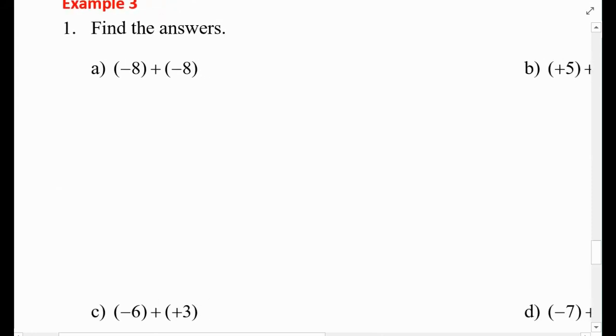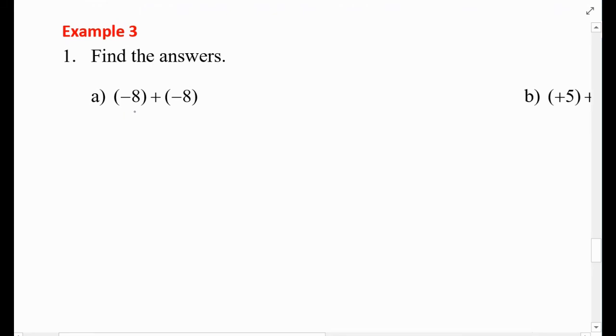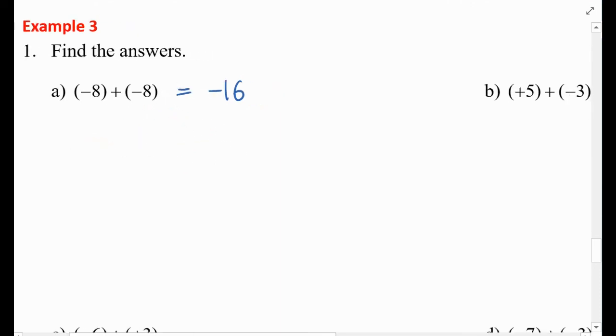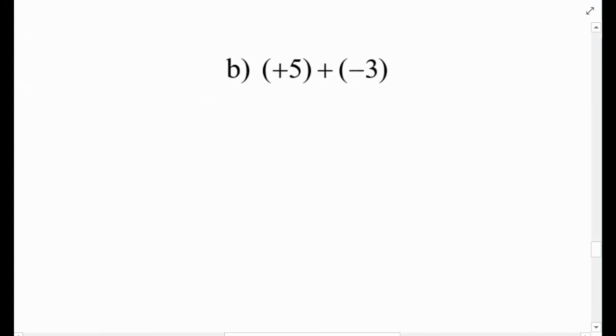Here, find the answers. So you have negative 8, negative tiles, and 8 negative tiles. In total, how many do you have? In total, you have 16 negative tiles. Okay, so you can just simply draw it if it is confusing. Draw 8 negative tiles, 8 negative tiles. In total, 16. Count it. In total, 16. Okay, next, B.